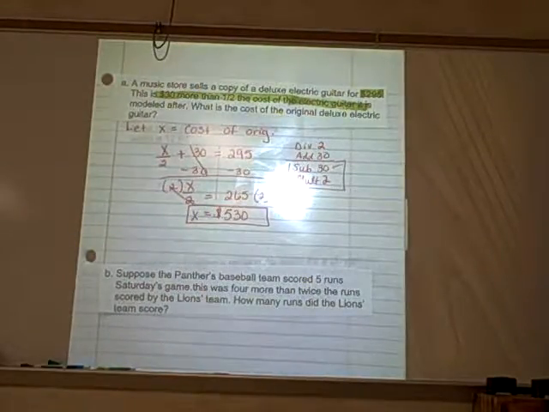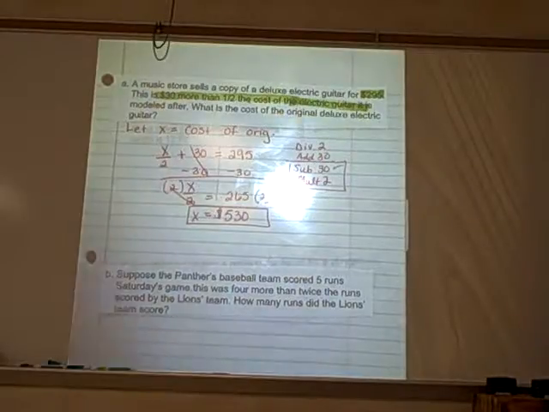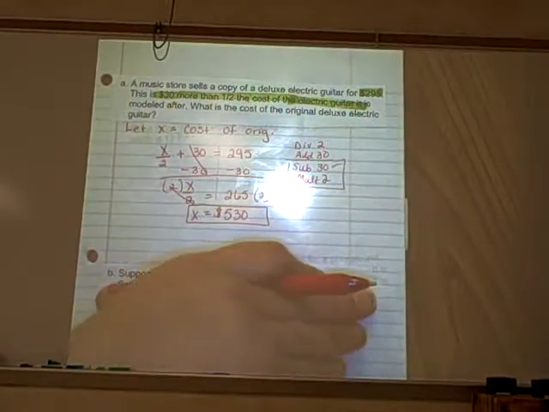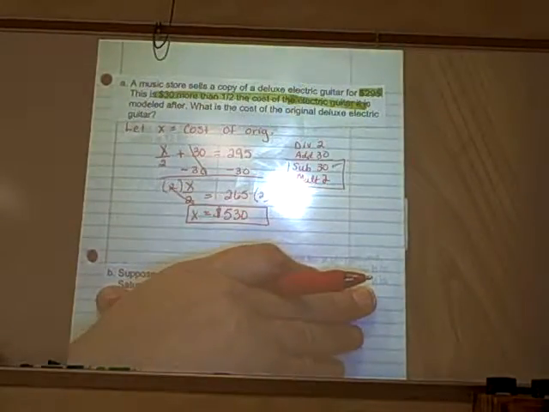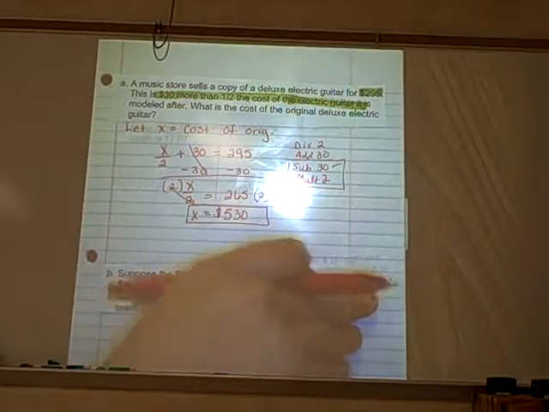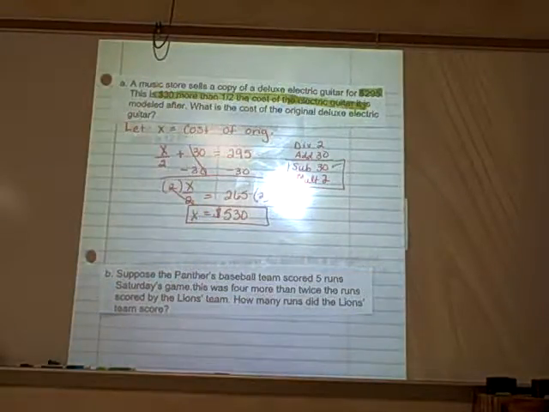Okay, so that one had a fraction in it. That made it a little bit tricky. The rest of these I don't think have that, so it should be pretty easy.